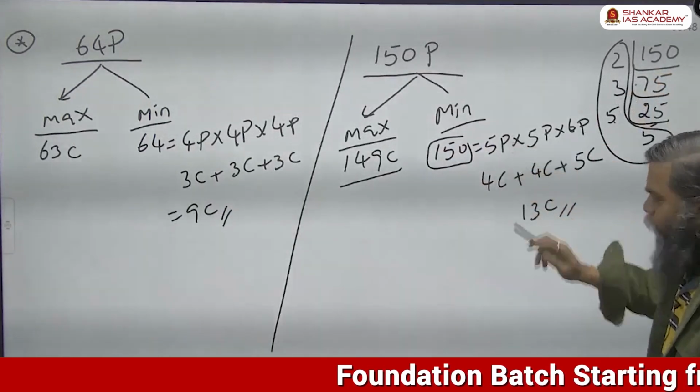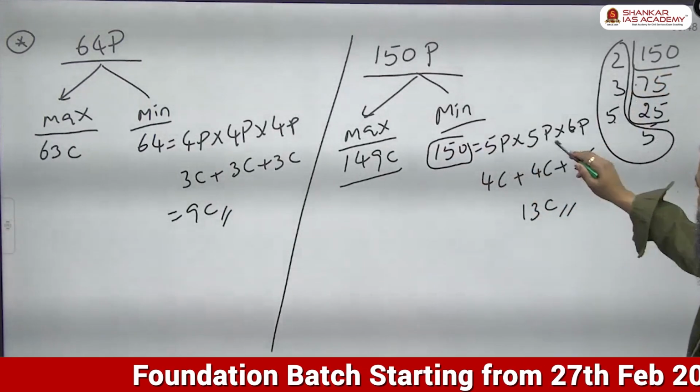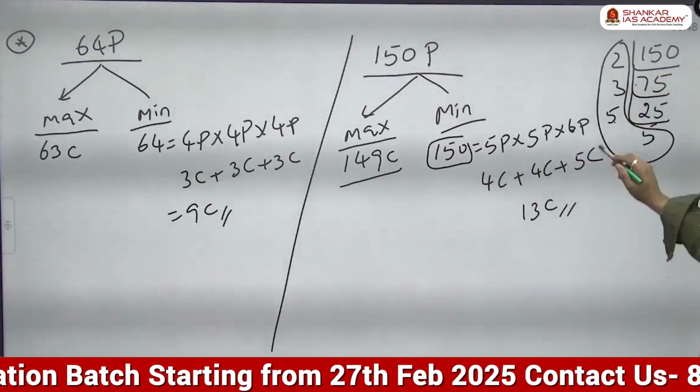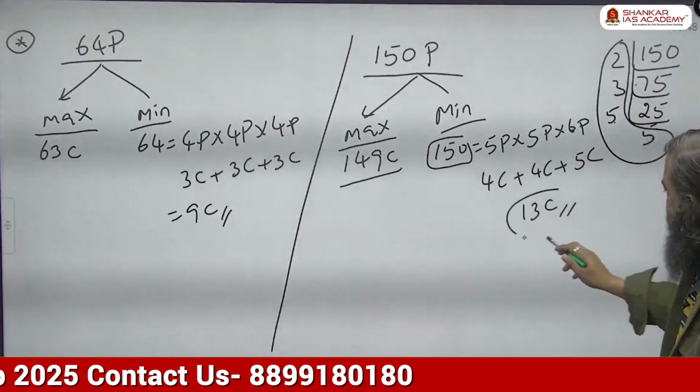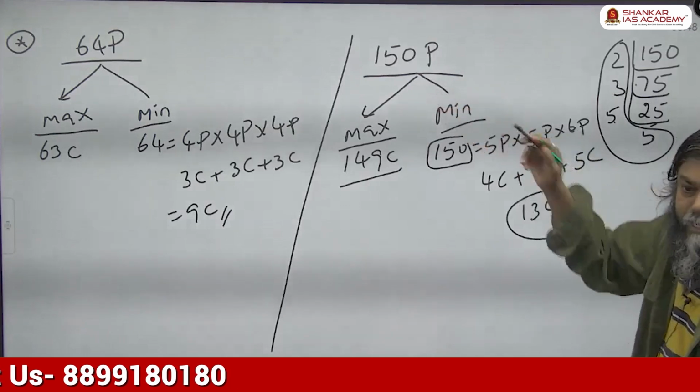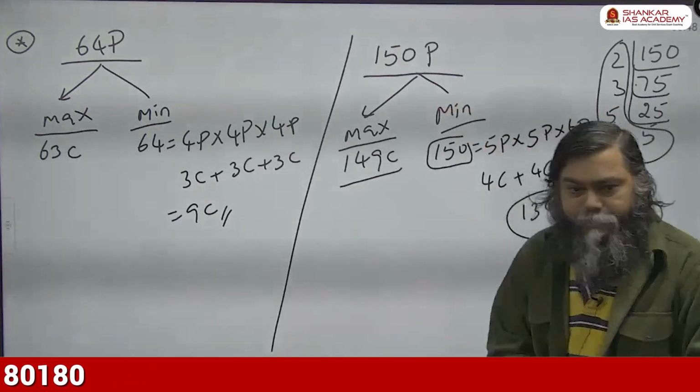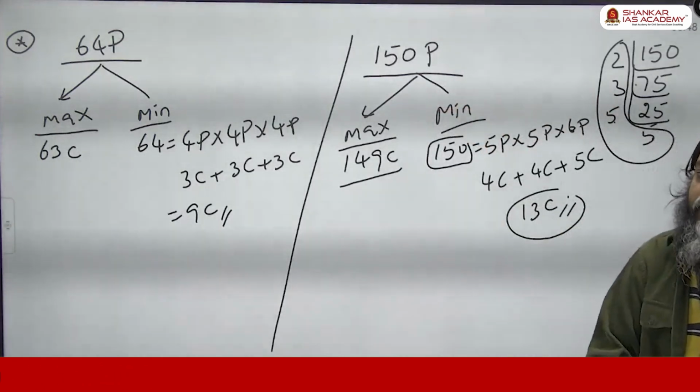Length 5 pieces means 4 cuts. Breadth 5 pieces means 4 cuts. Height 6 pieces means 5 cuts. Total how many cuts? 13 cuts. Minimum, if you make 13 cuts, you can get 150 pieces. Maximum what? 149 cuts. Have you understood this?